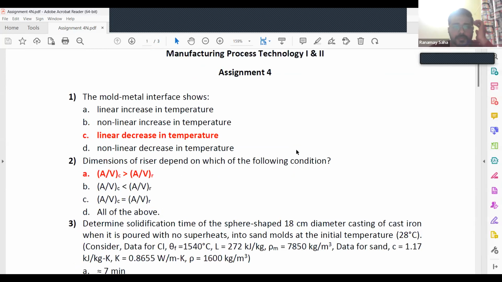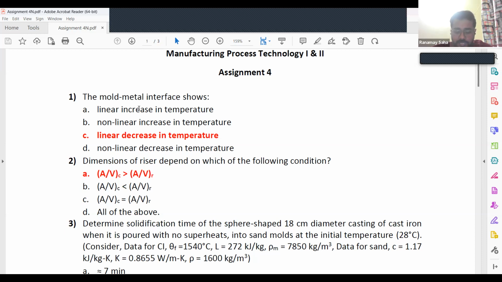So this was your assignment 4, and we'll take up the questions with a little explanation of the answers, so that if you had any doubt, that gets cleared. So the first question said, the mold metal interface shows what? When there is a casting process and you are pouring molten material into the mold, the molten metal comes in contact with the mold wall.